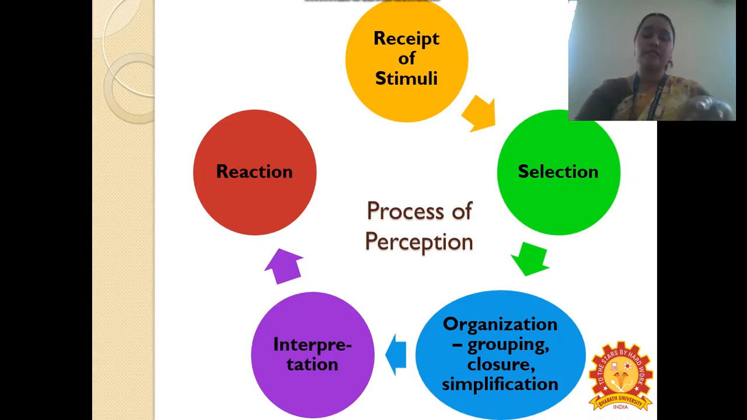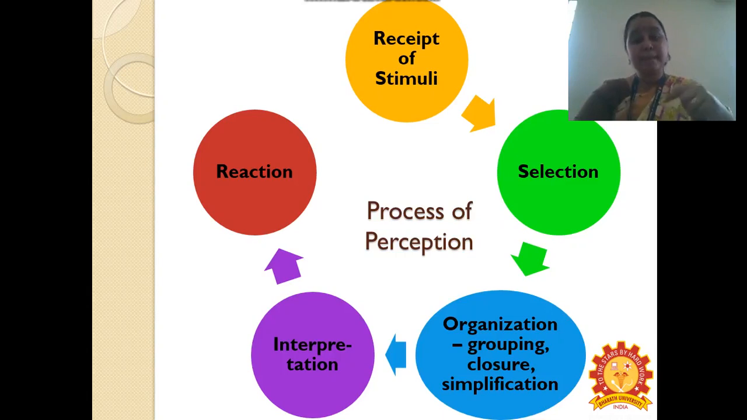The fourth step in the process is interpretation. What happens in interpretation? Interpretation is where the perceiver has to infer the inputs which he gets from the environment. These inputs have to be organized using the earlier steps, grouping, closure and simplification, and then interpreted. The interpretation of an individual will take place based on his feelings, his emotions, and his behavior. So interpretation is the fourth step.